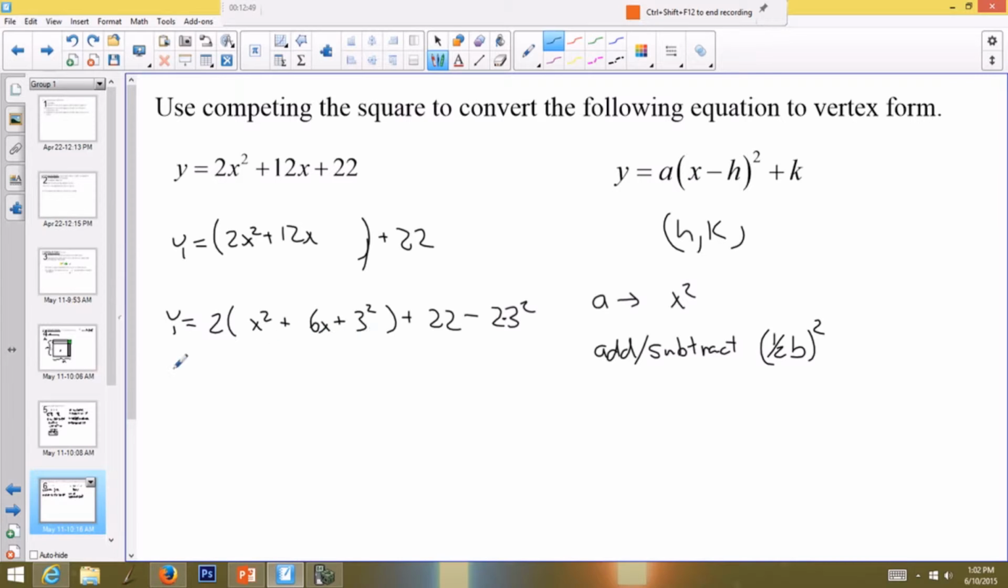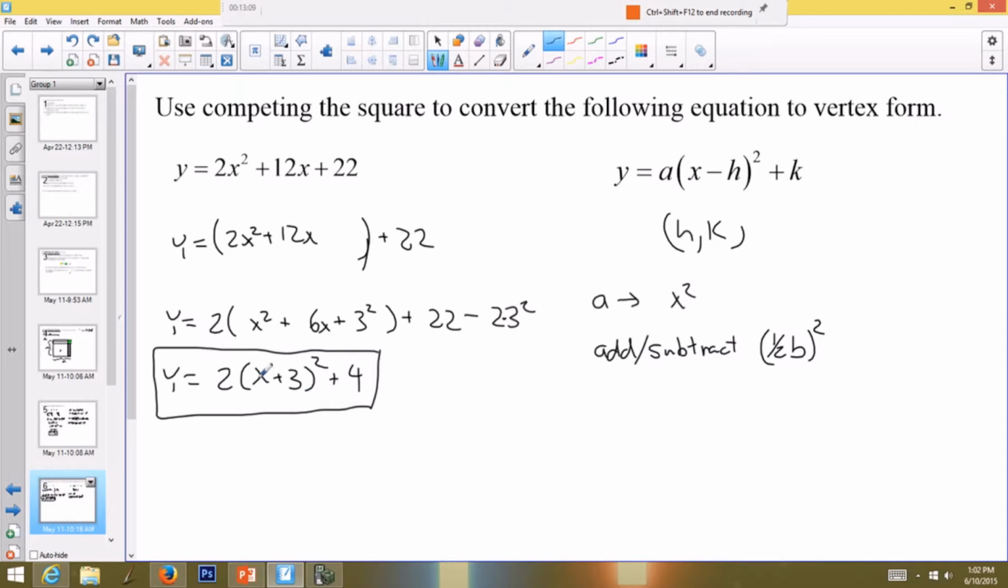Now again, this is now a perfect square. It's y equals 2 times x plus 3 quantity squared. And then I'm going to simplify these constants. So 3 squared is 9. 9 times 2 is 18. 22 minus 18 is 4. And this is our final answer based on the question that they asked.